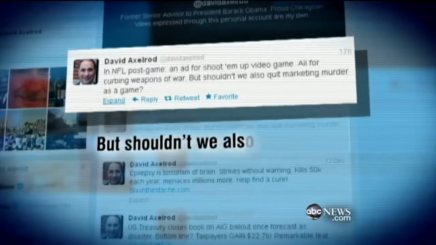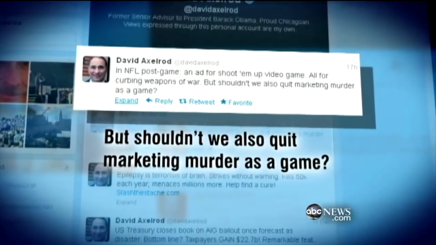And there's an interesting side note here for you to consider. The concept of vicarious reinforcement has raised questions about films that include violence and aggression being rewarded and portrayed in a positive light, and particularly computer games where players and their peers are rewarded for aggressive and violent acts. Shouldn't we also quit marketing murder as a game?